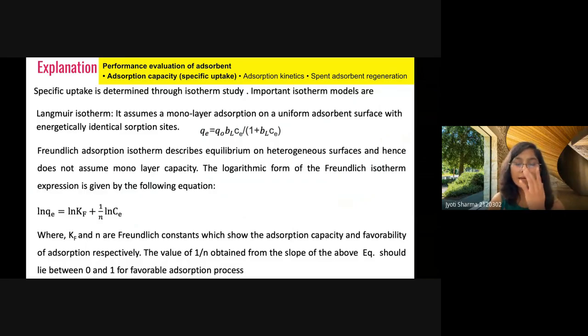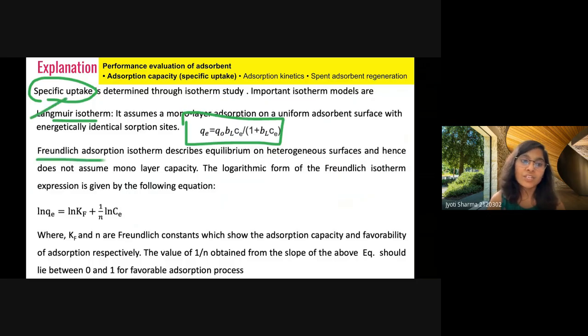So this is the slide that I have taken. Here we have the Langmuir isotherm, and this is to determine the specific uptake by your adsorbent. And this is the equation that we have used. Based on that equation, you can also solve some numerical questions as well. This is just what I want to show you. Then along with this Langmuir isotherm, we also have the Freundlich adsorption isotherm you can also read about. So these are different methods by which we can assess the performance of adsorbent.